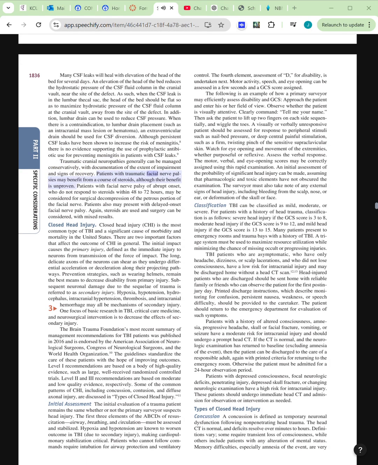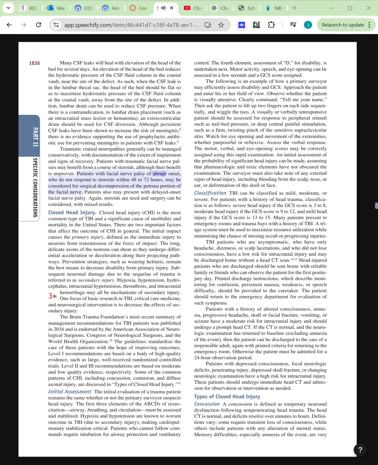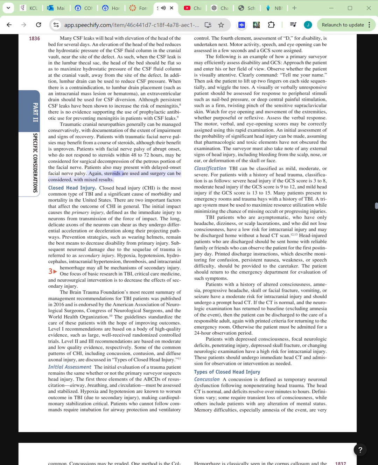Patients with traumatic facial nerve palsies may benefit from a course of steroids, although their benefit is unproven. Patients with facial nerve palsy of abrupt onset who do not respond to steroids within 48 to 72 hours may be considered for surgical decompression of the petrous portion of the facial nerve. Patients also may present with delayed onset facial nerve palsy. Again, steroids are used and surgery can be considered with mixed results.